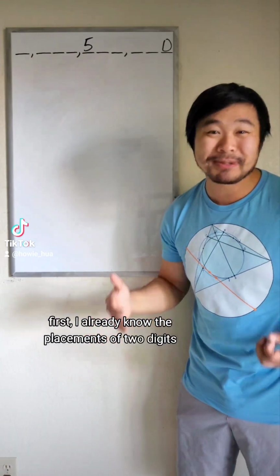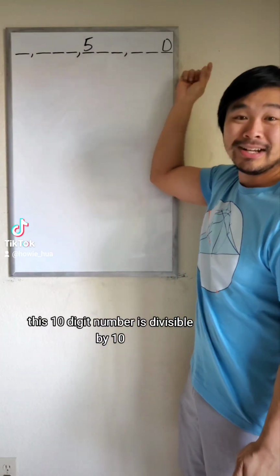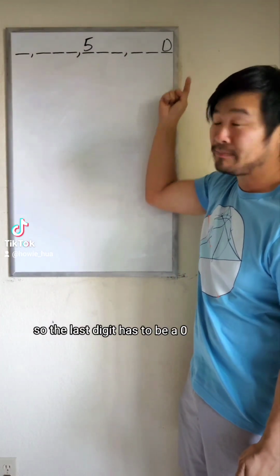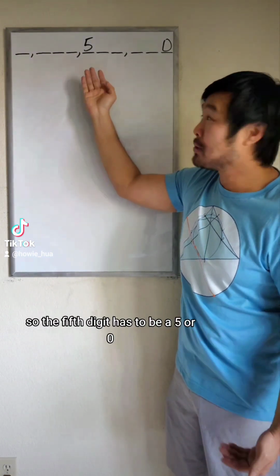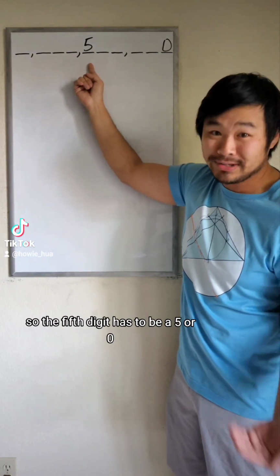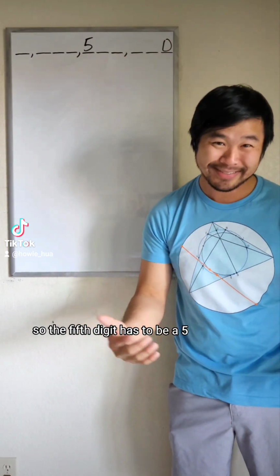First, I already know the placements of 2 digits. This 10-digit number is divisible by 10, so the last digit has to be a 0. And the first 5 digits as a whole number is divisible by 5. So the 5th digit has to be a 5 or a 0. And a 0 is already here, so the 5th digit has to be a 5.